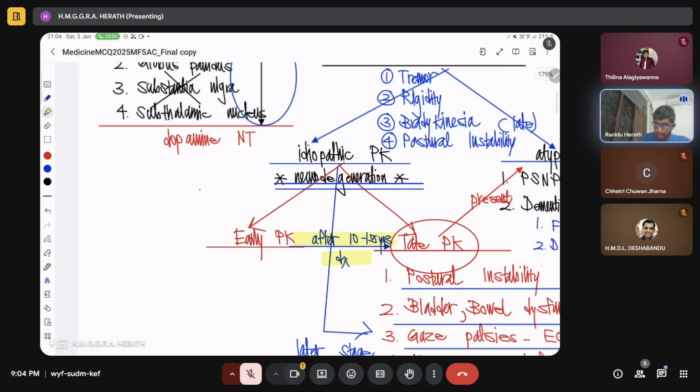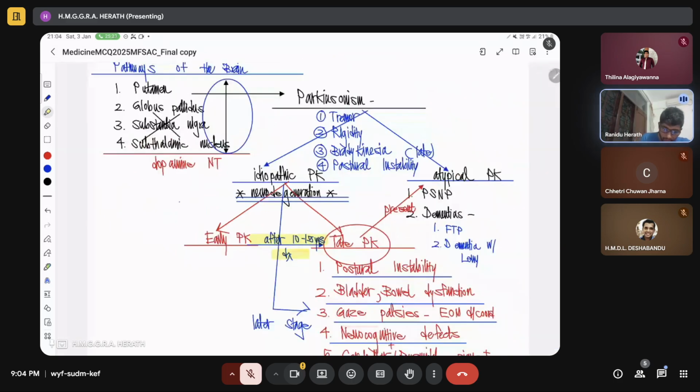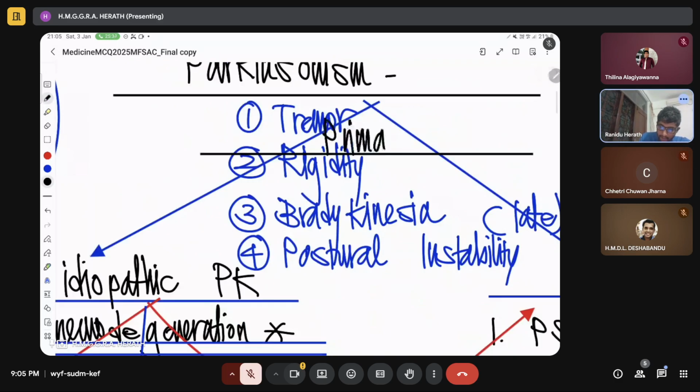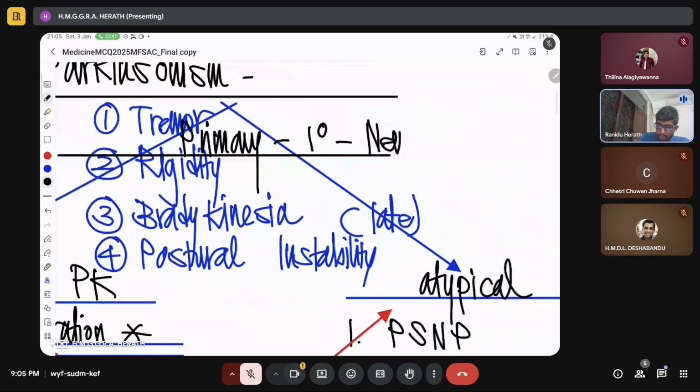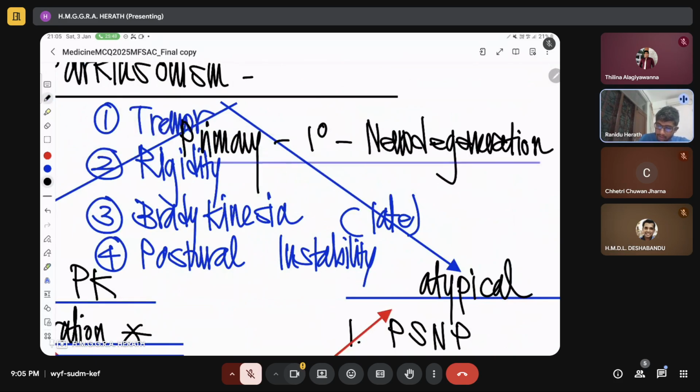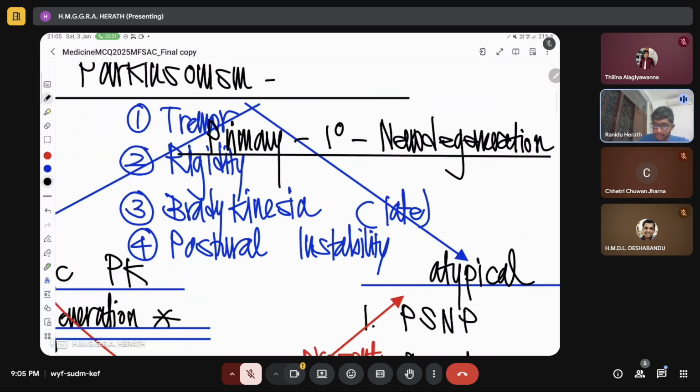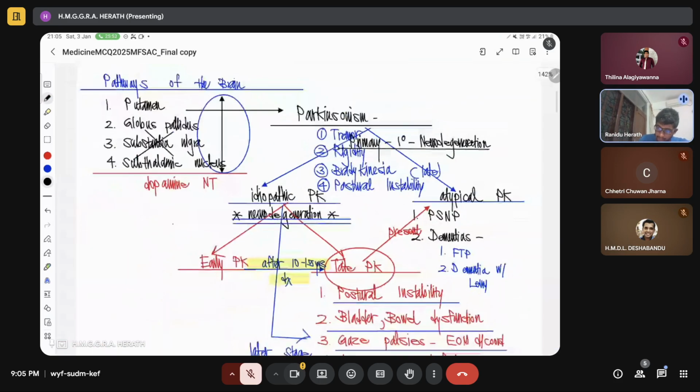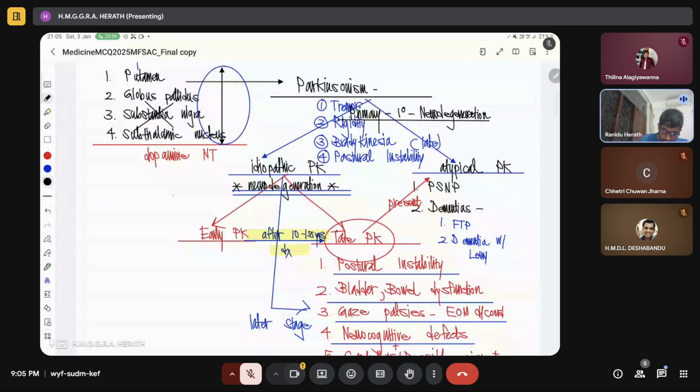So, something you also need to know now, this is actually primary Parkinsonism. Primary Parkinsonism means that it is due to neurodegeneration. Remember, in atypical Parkinsonism, neurodegeneration also takes place, but it doesn't take place at the substantia nigra specifically. It takes place in other areas of the brain also, right? In primary Parkinsonism, there is always neurodegeneration.